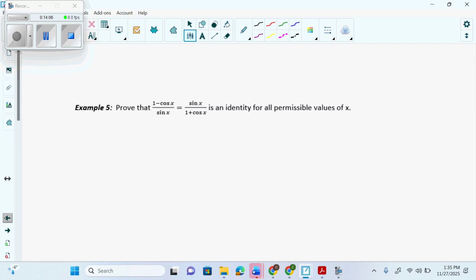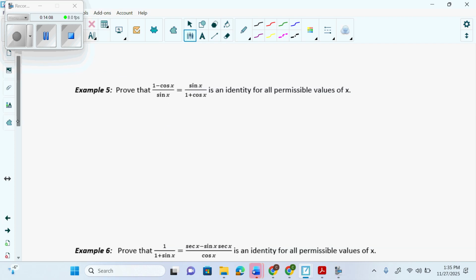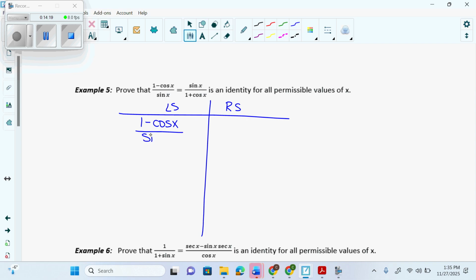So if we go back to this question, and I write it out, I have LS and RS. I have 1 minus cos x over sine x, and I have sine x over 1 plus cos x. If you do not pay attention, you will be lost and never get this. So this is the time that you're going to figure out how to pay attention. This is the moment.